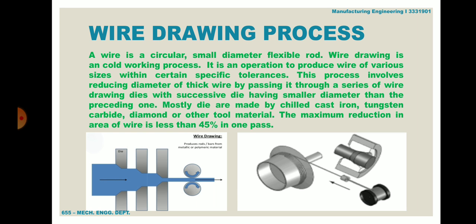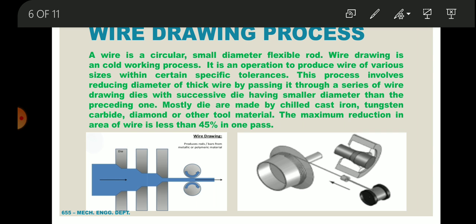This process involves reducing the diameter of thick wire by pressing it through a series of wire drawing dies, with each successive die having a smaller diameter than the preceding one. As shown in the left side figure, most dies are made of steel, cast iron, tungsten carbide, diamond and other tools. The maximum reduction in the area of wire is less than 45% in one pass. So in one pass we can reduce the diameter by up to 45%.